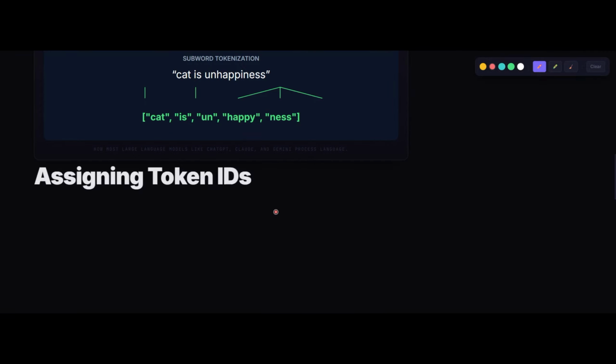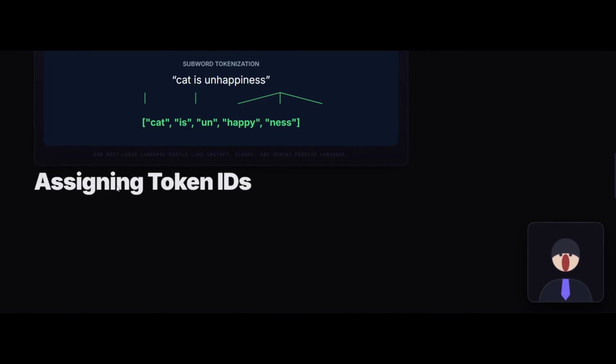That's why almost all the latest AI models, like ChatGPT, Claude, or Gemini, use this subword tokenization method. In all models, once the text is split, they assign token IDs for each split, as we discussed earlier.